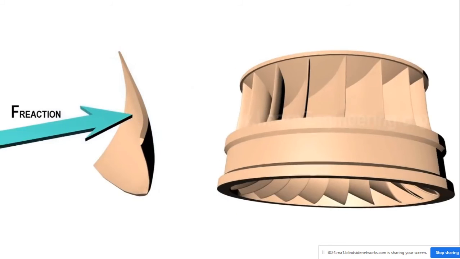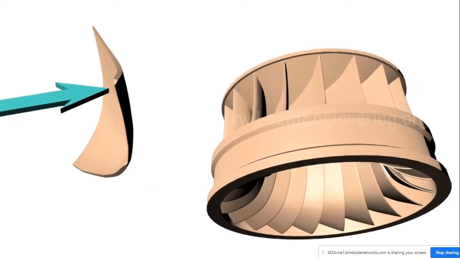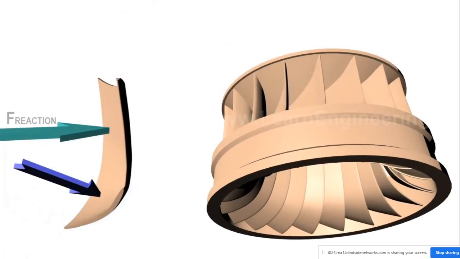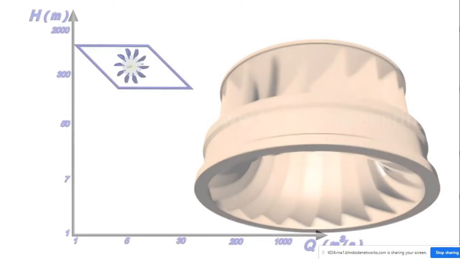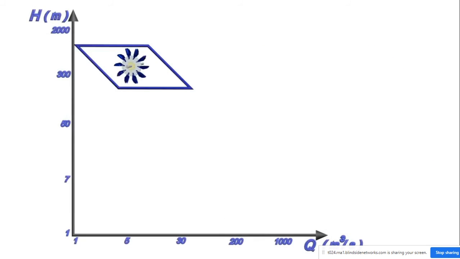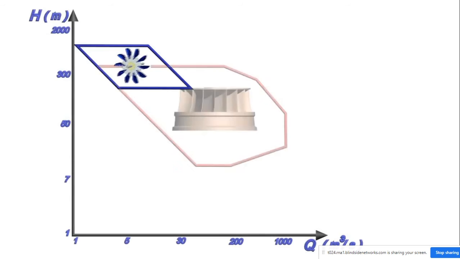See the complexity of the blades in the case of Francis turbine. Francis turbine is not a pure reaction turbine. A portion of force comes from impulse action also. This graph gives a clear idea about when to use which turbine, depending upon available water head and flow rate.